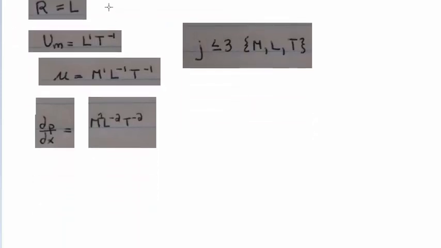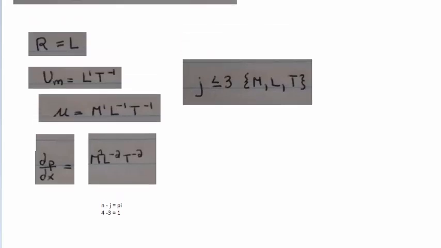So I'll write that over here. N minus j equals the number of pi groups we have, and here we know that n equals 4 and j equals 3, so there's only one possible pi group that we could form, and we'll talk a little bit about what those pi groups are in a little bit as well. Just know that a pi group is essentially a dimensionless group, so that's what we're looking for when we're doing this analysis. We're trying to find dimensionless groups.